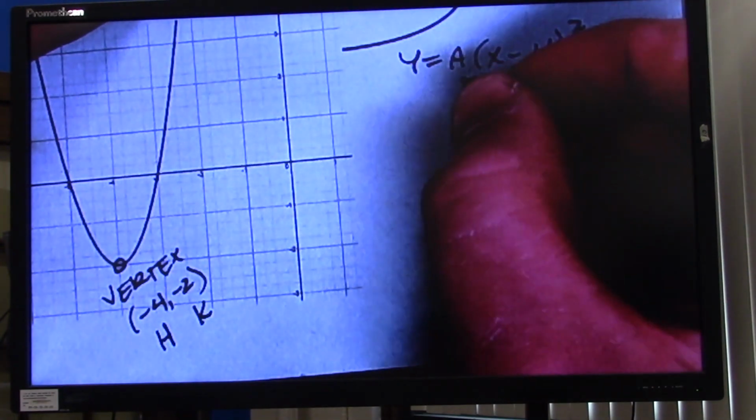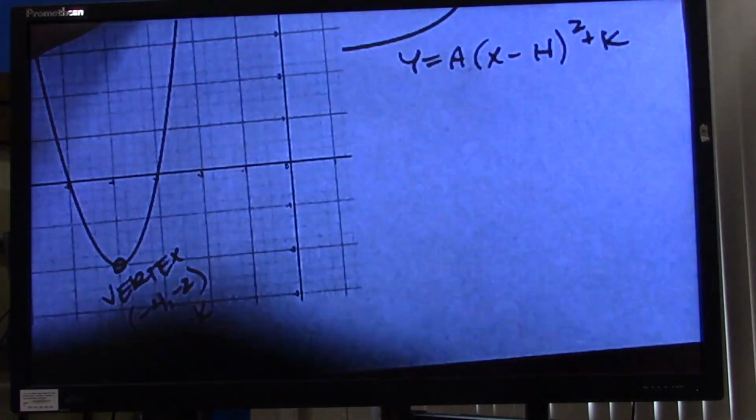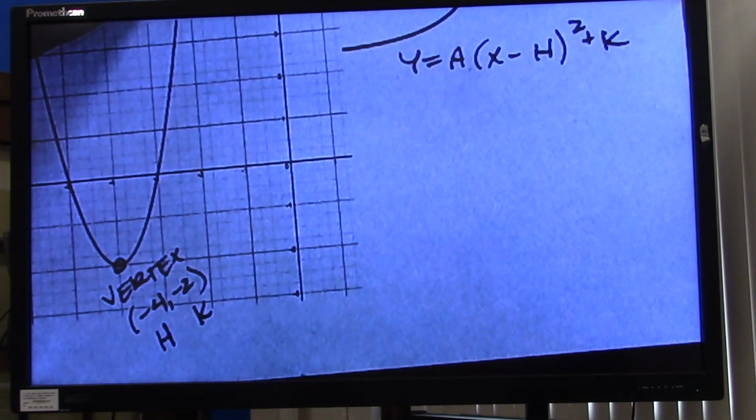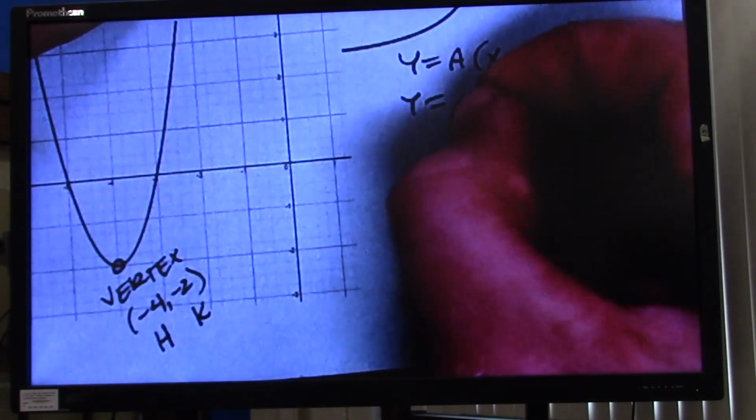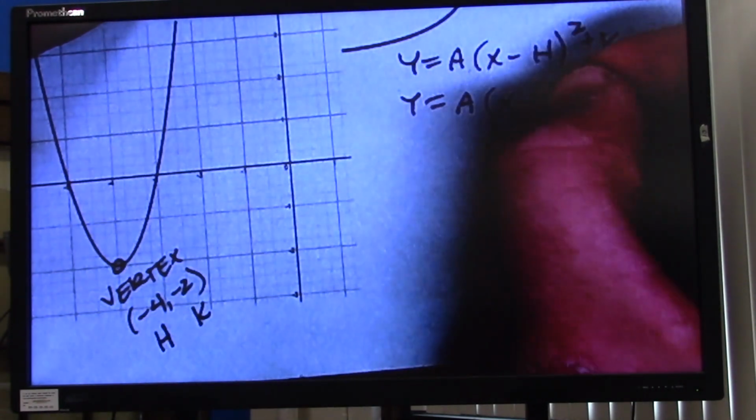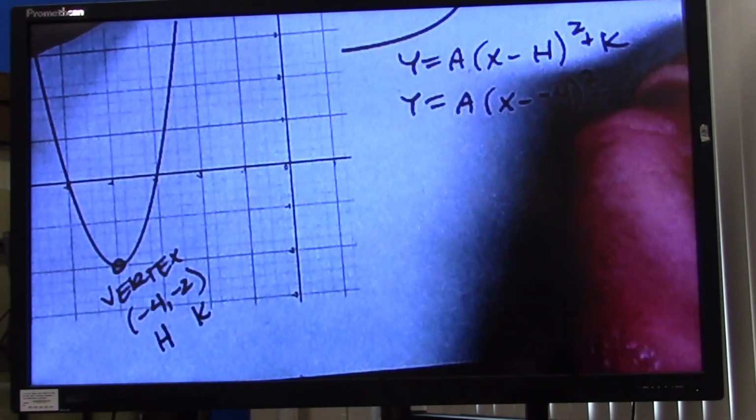And then A is a vertical stretch factor. It controls how tall or skinny the parabola looks. We don't really know what it is immediately, so we have to leave it as A. A times (X minus -4) getting squared, and then -2.